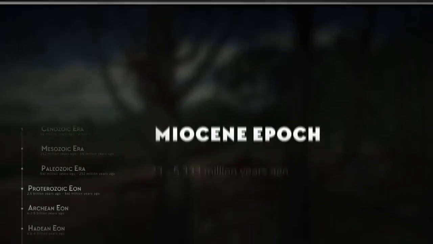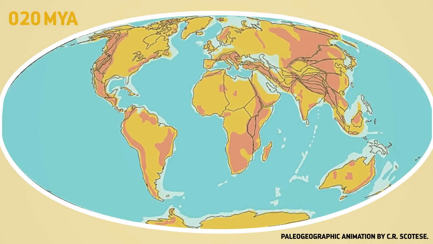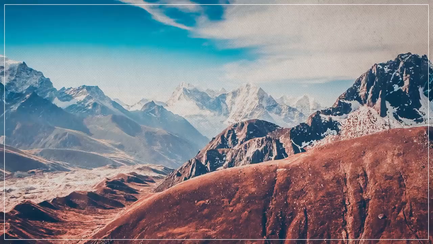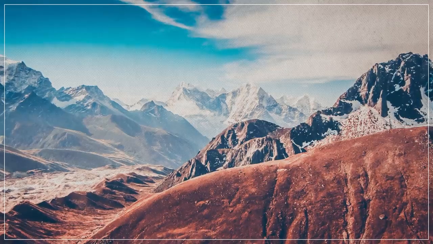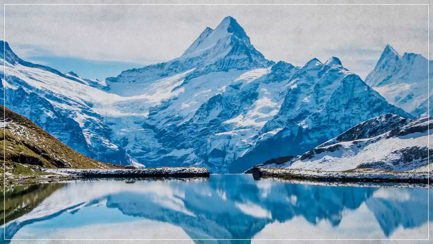But the events that unfolded during this period, starting 23 million years ago, were hard to miss. The Neogene opened with the Miocene epoch, as continental plates were on the move, kicking off an era of mountain building that continues today. The Himalayas were forming as the Indian plate rammed into Asia, while collisions in Europe started to create the Pyrenees and the Alps.